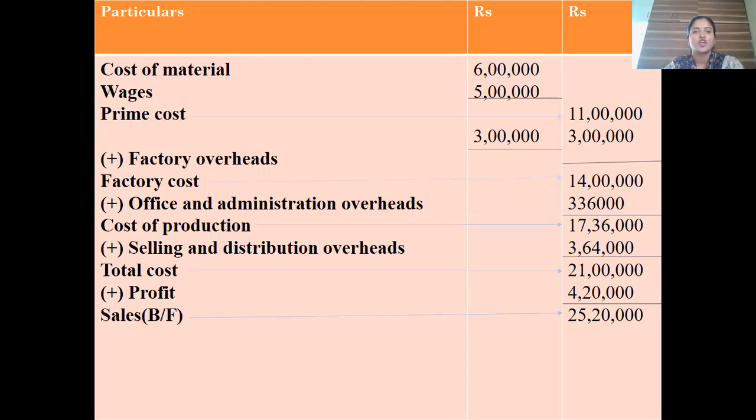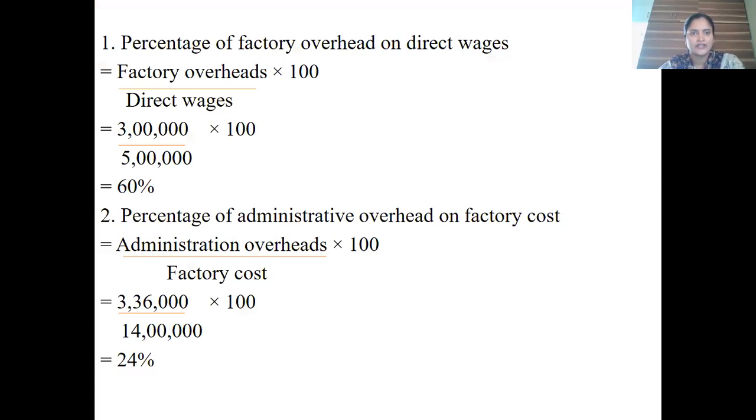This is a normal cost sheet that we have prepared for the year 2018. Now we are supposed to prepare the estimated cost sheet. For the preparation of the estimated cost sheet, we need to go with the formula. See how we need to calculate. Percentage of factory overheads on direct wages, that is given in the problem. So factory overheads divided by direct wages into 100.